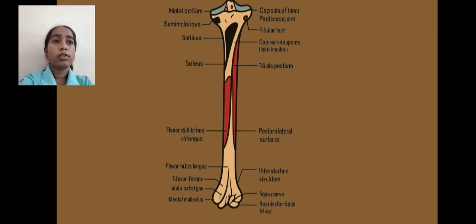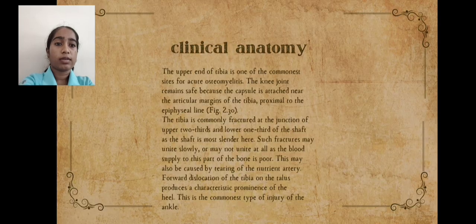These figures show the posterior aspect of the tibia. The posterior surface provides attachment for several muscles of the leg and contains important anatomical landmarks.